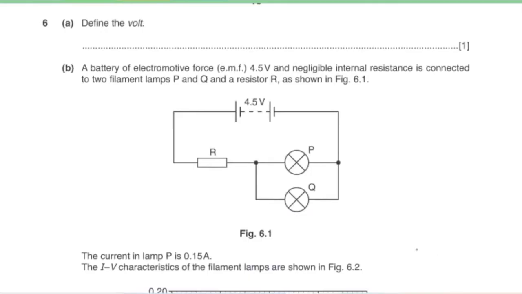Question number 6, part A, define the volt. So this is joule per coulomb.